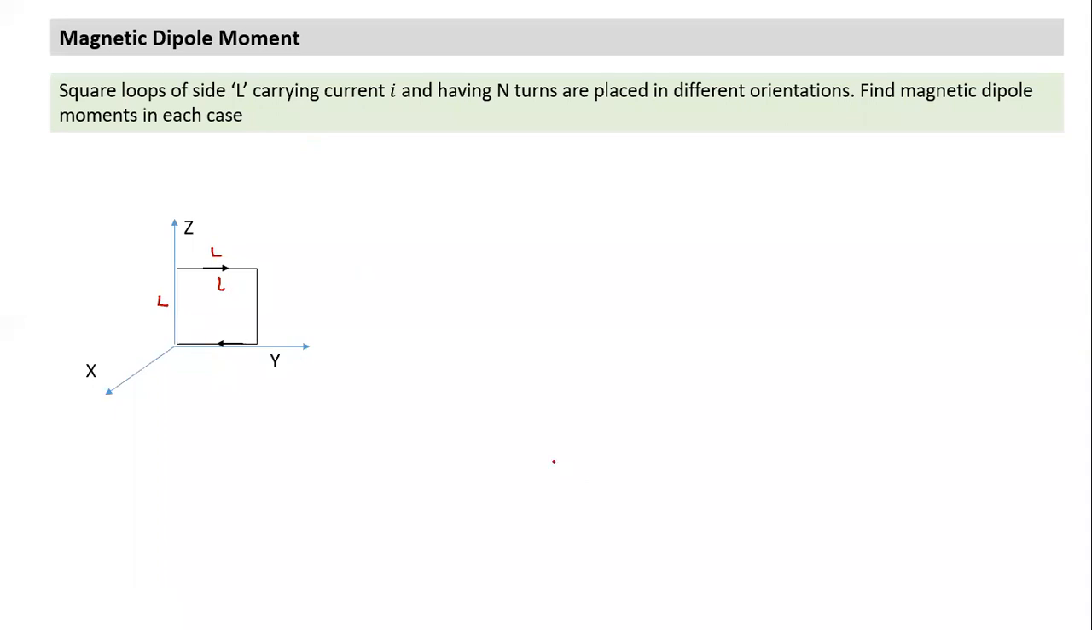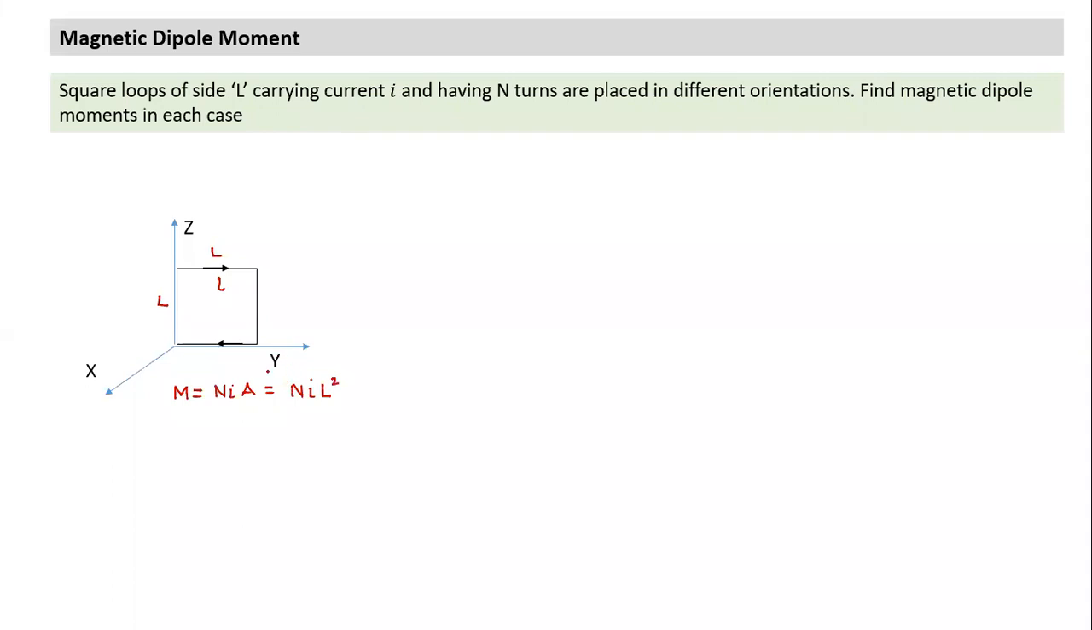In all cases, I'll give you a little time to figure out which direction it would be, what the magnitude is, and what the direction is. The first one, I'll do afterwards. So what will be the magnitude of the dipole moment? NIA. The number of turns is given, the current is I, and the area is L squared. So the magnitude is pretty simple.